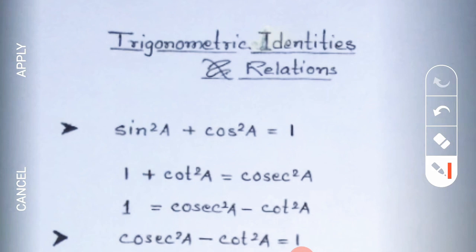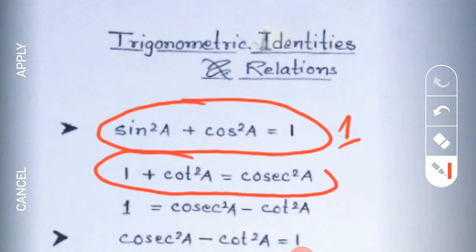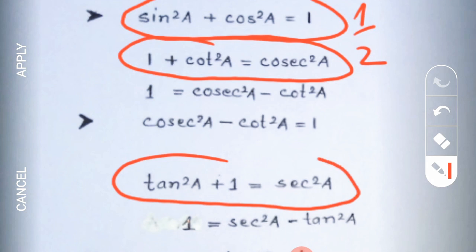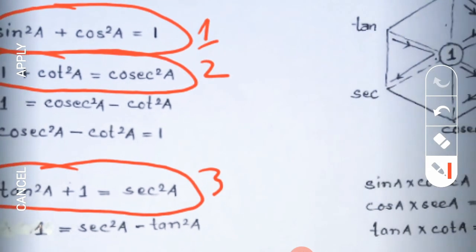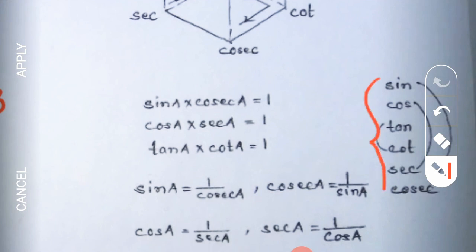So here see, the first trigonometric identity is sine square a plus cos square a equal to 1. This is the first identity. And the second identity, 1 plus cot square a equal to cosec square a. This is the second identity. And the third identity is tan square a plus 1 equal to sec square a. This is the third identity. As you know, in the previous class we already learned there are 6 trigonometric ratios: sine, cos, tan, cot, sec and cosec.